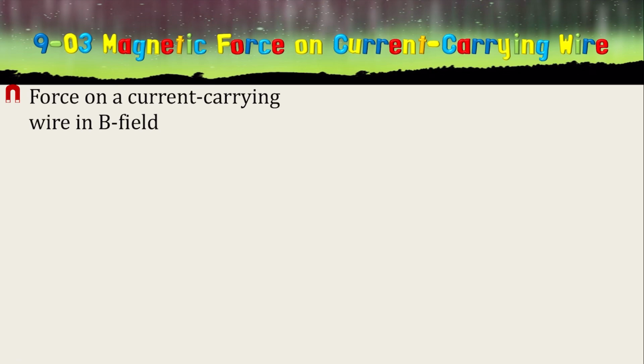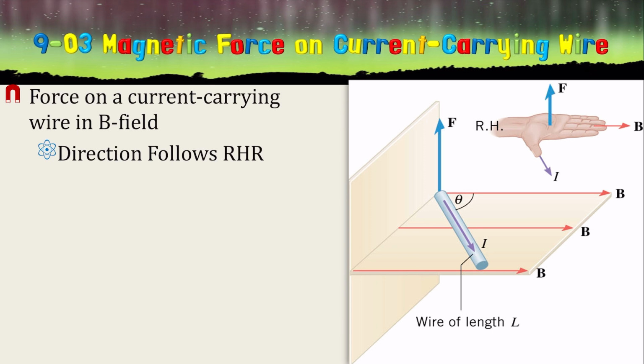The force on a current carrying wire in a magnetic field follows the same ideas as the force on a moving charge, because current is just moving charges. The direction follows the right-hand rule, where again the fingers go in the direction of the magnetic field, the thumb goes in the direction of the moving charge of the current, and the palm is the direction of the force.